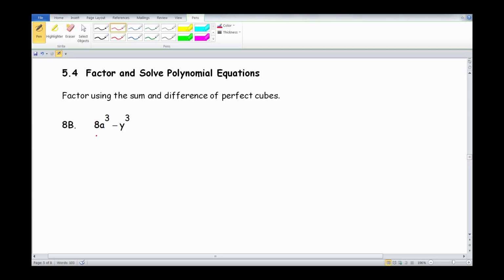That number 8 is a perfect cube. A being raised to the third power is also a perfect cube. And when you're multiplying these two together, you will end up with an overall a cubed, something being cubed. Likewise, this y raised to the third power is a perfect cube as well. So ultimately, we do have that b cubed element there. In this case, we are seeing the difference of these two perfect cubes.